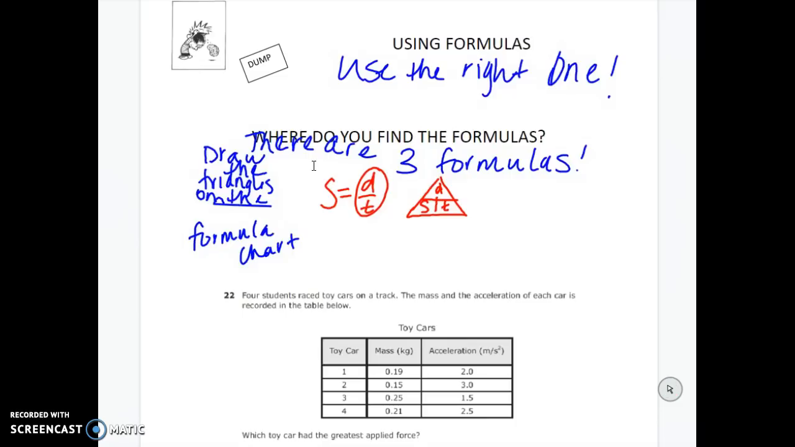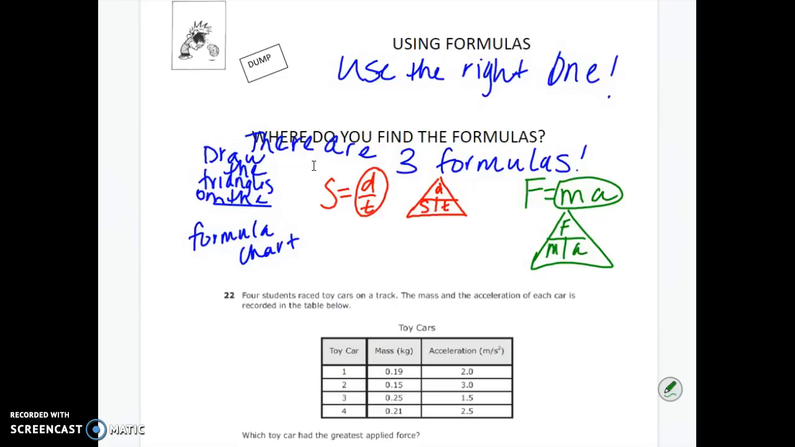The second formula is force is equal to mass times acceleration. On this one, the M and the A are side by side to the right of the triangle, so M and A must be side by side. The F needs to go on top.